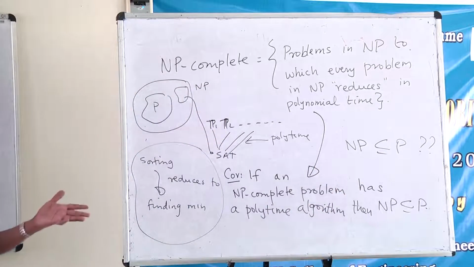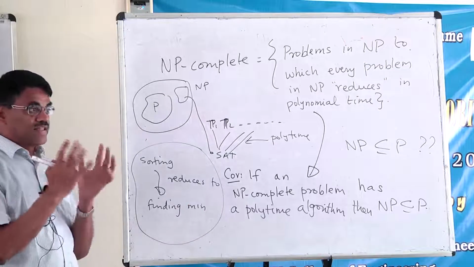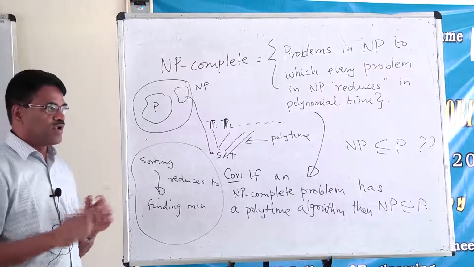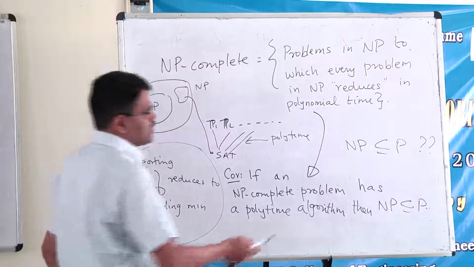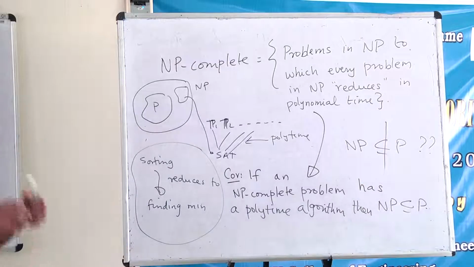So because of this reason, people believe that NP-complete problems are hard. They do not have polynomial time algorithms, because the general belief in the theory community is that this is not true, that there are problems which are hard. This is also intuition, right?